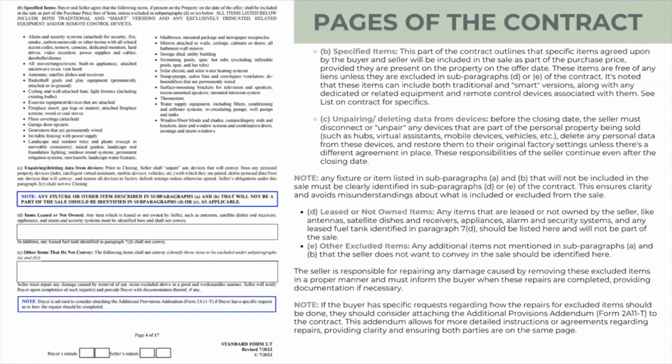The seller is responsible for repairing any damage caused by removing these excluded items in a proper manner and must inform the buyer when these repairs are completed, providing documentation if necessary. Please note that if the buyer has specific requests regarding how the repairs for excluded items should be done, they should consider attaching the additional provisions addendum to this contract. This addendum allows for more detailed instructions or agreements regarding repairs, providing clarity and ensuring both parties are on the same page.